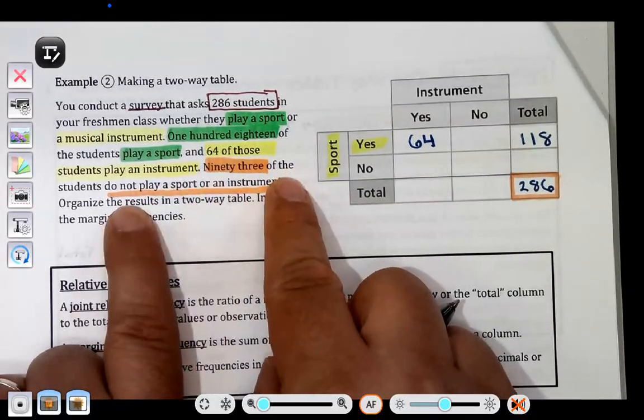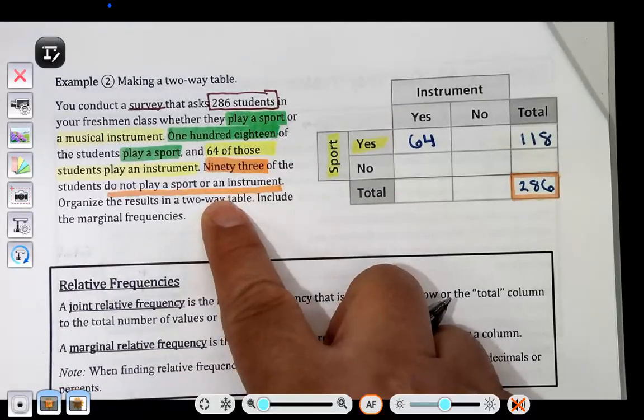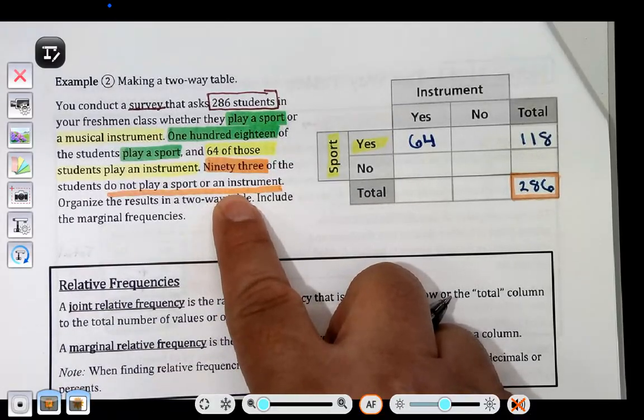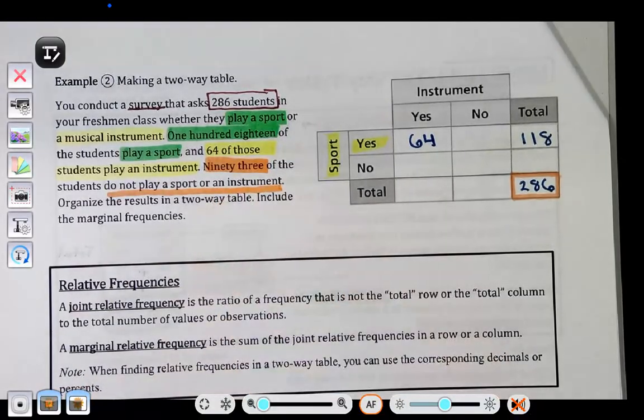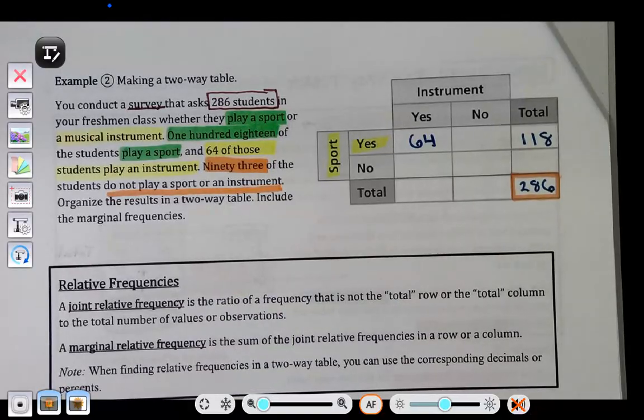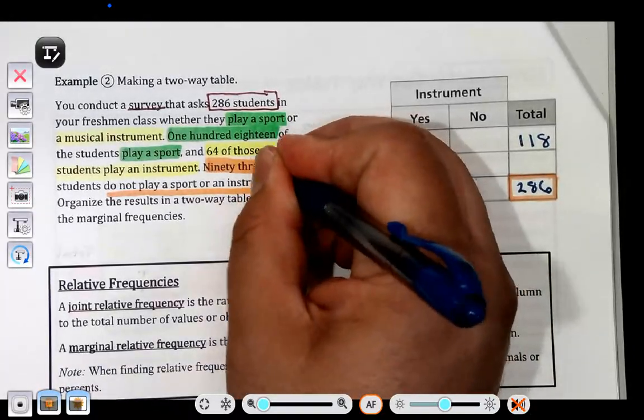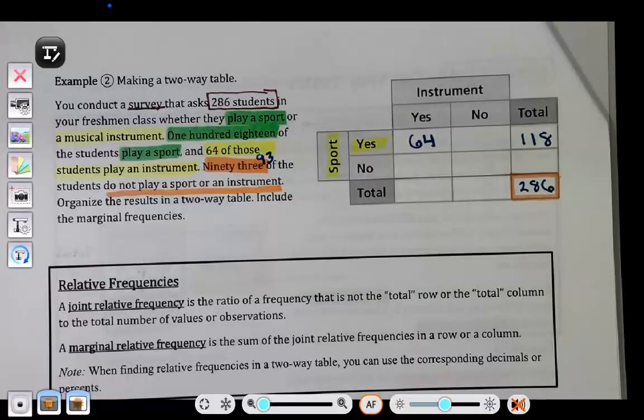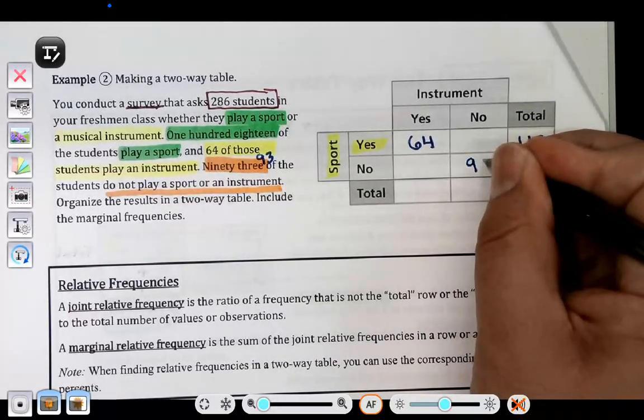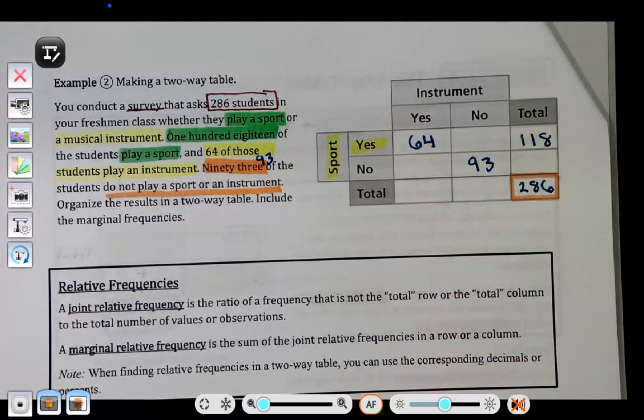All right, one more number, 93. 93 of the students don't play a sport and don't play an instrument. So where am I going to write the 93? On the no-no. All right, so 93 on the no-no. There you go. That's the best way to describe it. All right, that's all I have. And what they're saying is, well, fill out the rest.